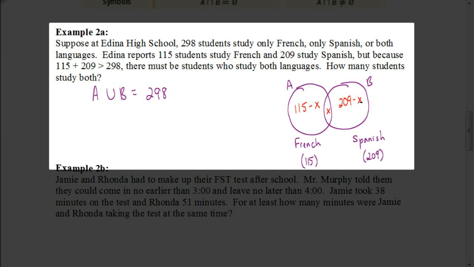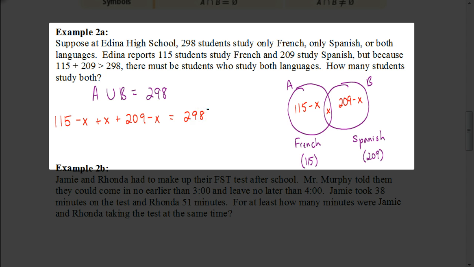So I'm going to come up with an equation now. My equation will be written like this. 115 minus X, referring to just those students that study just French, plus X, the students that study French and Spanish, plus the students that only study Spanish, which would be 209 minus X. Together, that's going to equal 298 students.